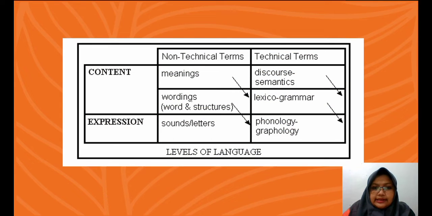Look at this table here. Content is about meanings and wordings, or words and structure. Meanings is about semantics, which studies the meanings, and lexicogrammar studies words and structure. Second, the stratum of expression. There are sounds and letters here, including phonology, graphology, or phonetics.